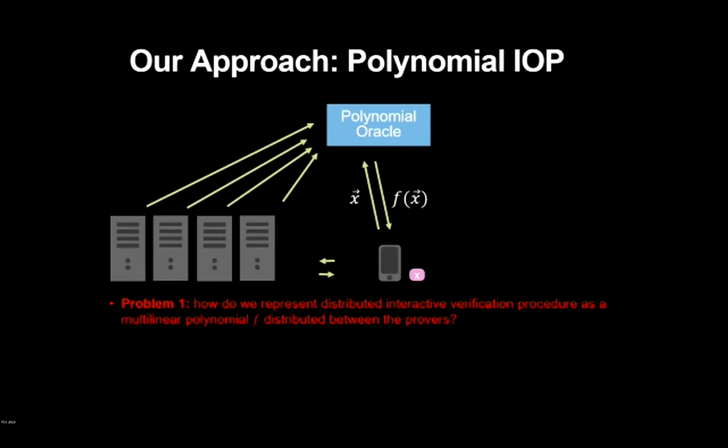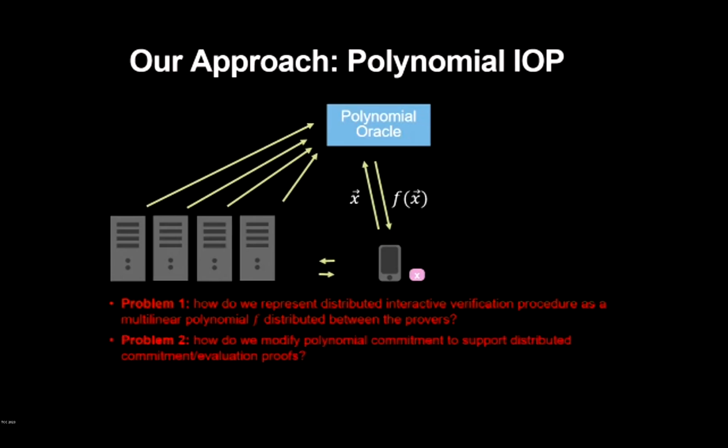Okay, so this is our overall approach, and then I'll just tell you a few problems we had to solve. So the first problem is essentially how do we represent this distributed interactive verification as a multilinear polynomial? Because previous work, although it was in the streaming setting, the verification algorithm is still a single machine.